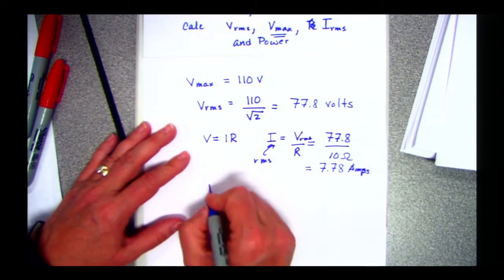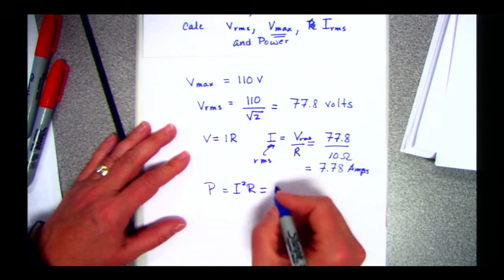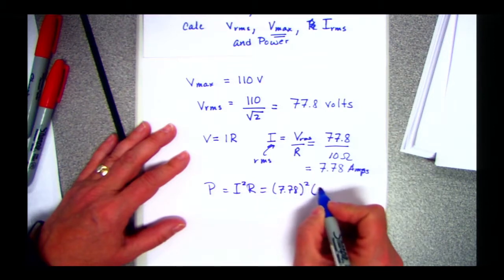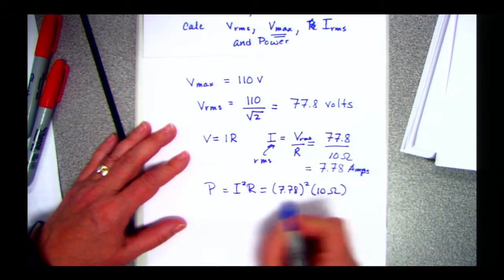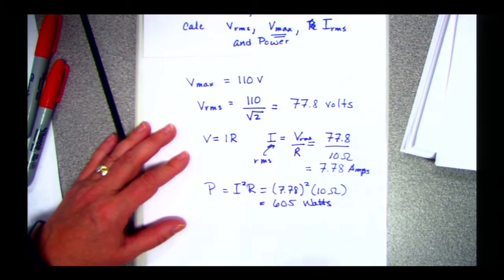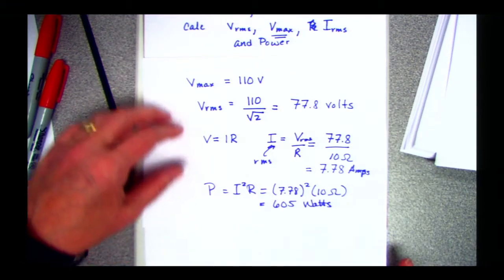Now I can calculate power. Power is going to be I squared times R, and I'll put my 0.778 amps squared times my resistance, which was 10 ohms, and I'll end up with 605 watts. So these problems aren't terribly difficult. We just have to use a little bit of different terminology.